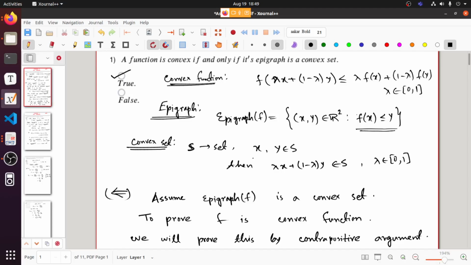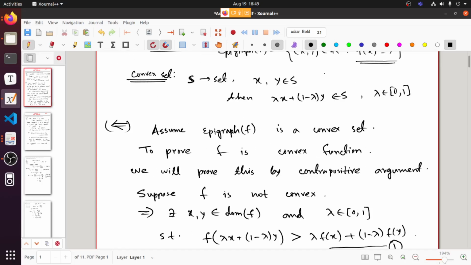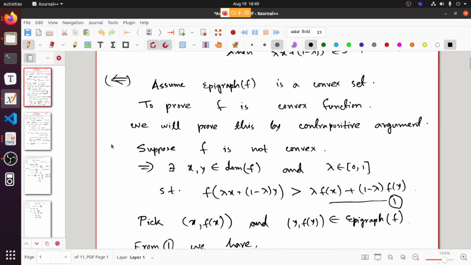So now you have to prove the converse direction. Just assume the epigraph is a convex set. You have to prove f is a convex function. We'll prove it by contradiction. Assume that f is not convex, which means this inequality will be reversed. For convex it is less than or equal to, but f not convex means there will be 2 points in the domain for which this inequality will be greater than.